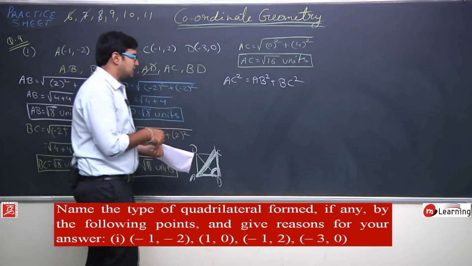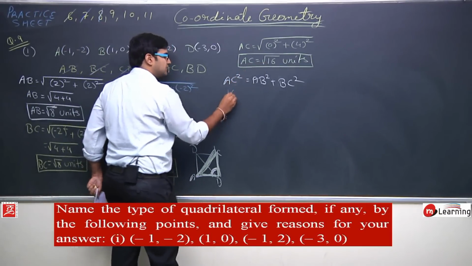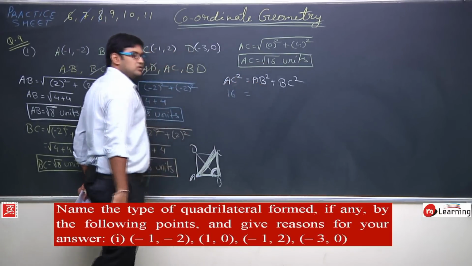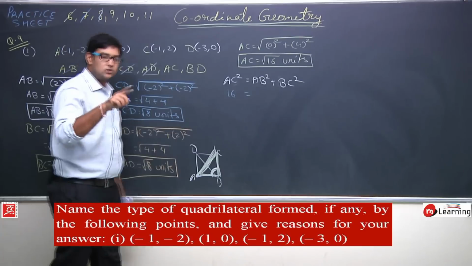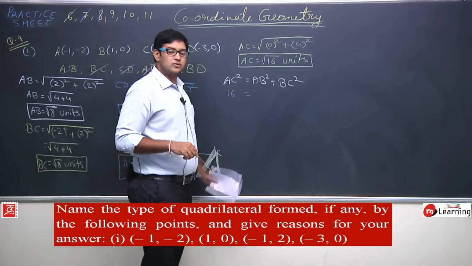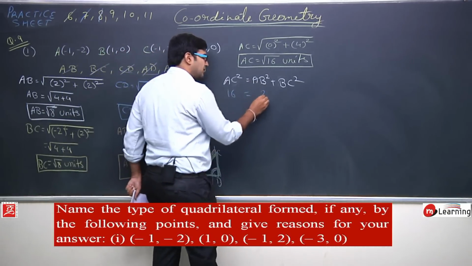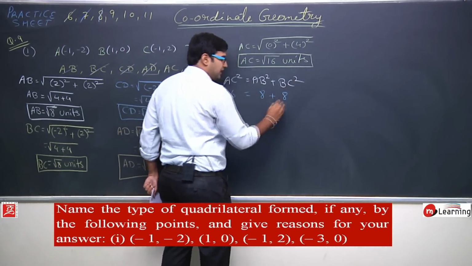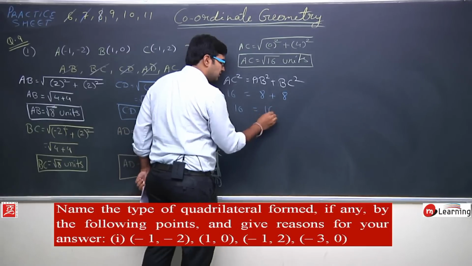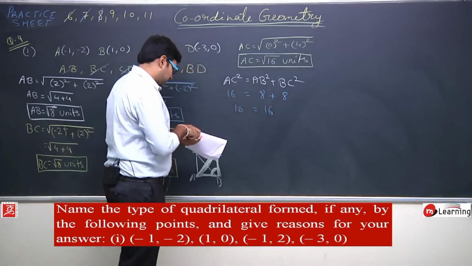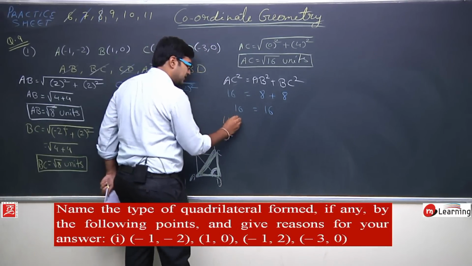So AC square, that means square of AC, will give you 16, is equals to square of AB. What is AB? It is square root of 8. So square of AB will give you 8, and square of BC will give you 8. So you can see this is 16 and this is also 16.